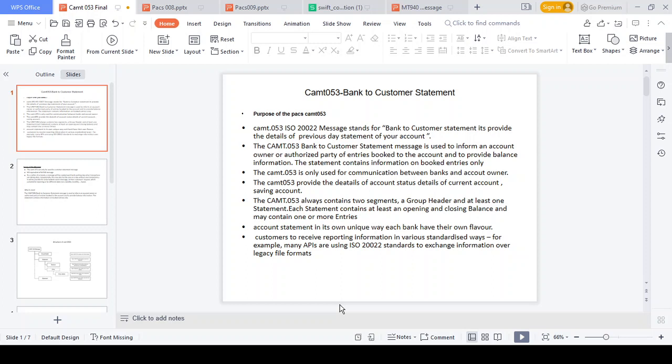What content should be available in my PPT? Purpose of the message, scope of the message, one simple example flow, and structure of the message. All these details should be available in my PPT.